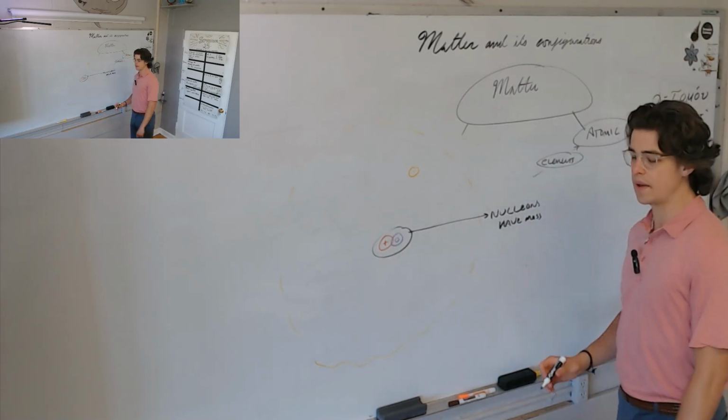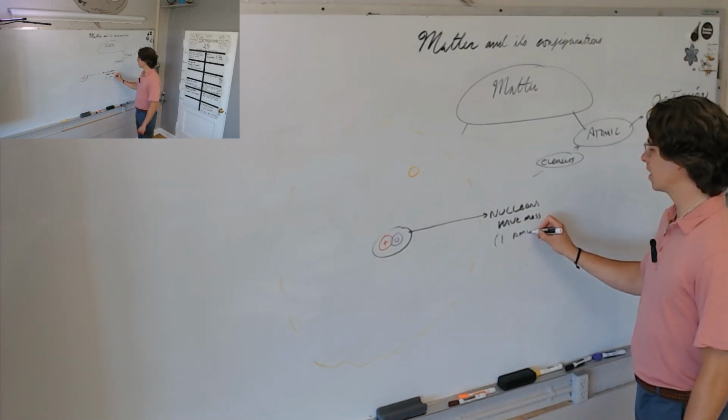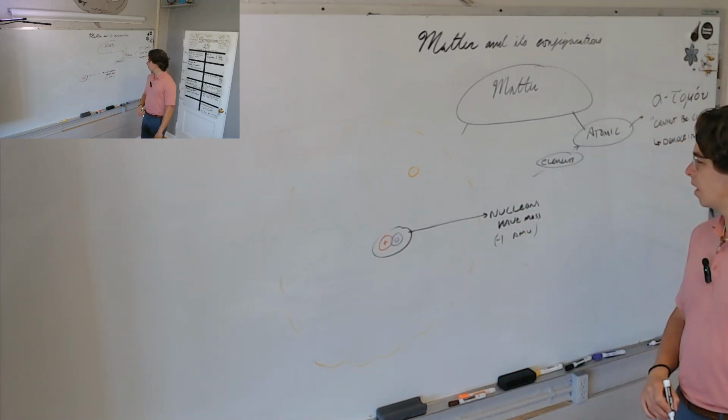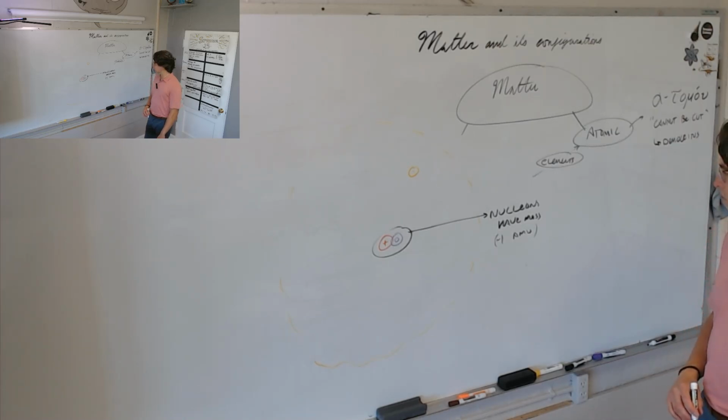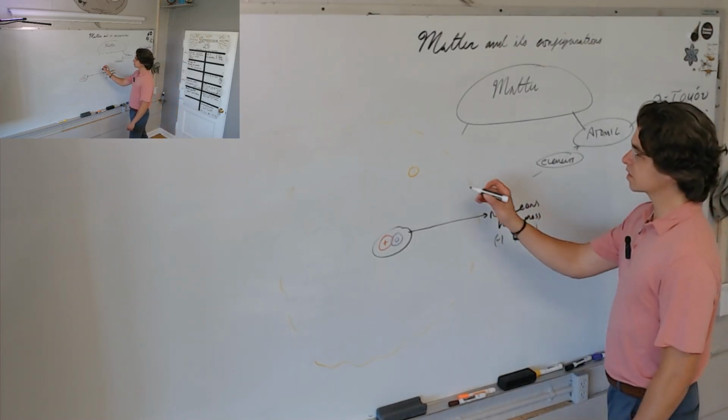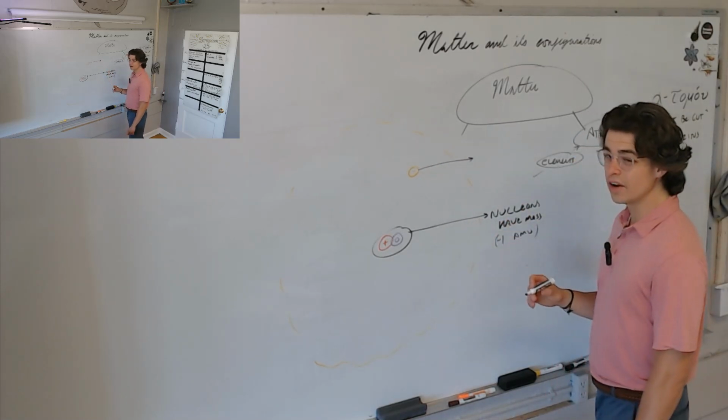We say they each have a mass of 1 AMU, and that's approximate. I believe a proton weighs a little bit more than a neutron. I can't remember, but it doesn't really matter. They're both approximately 1. And does the electron have mass? No, but it's so little.